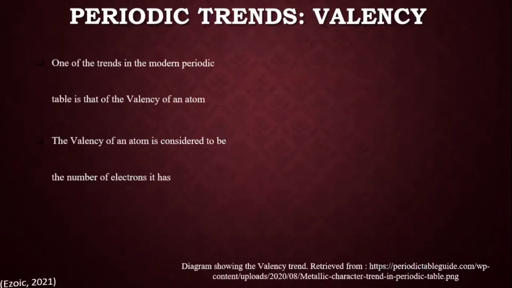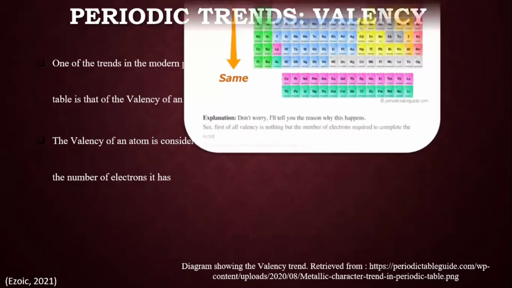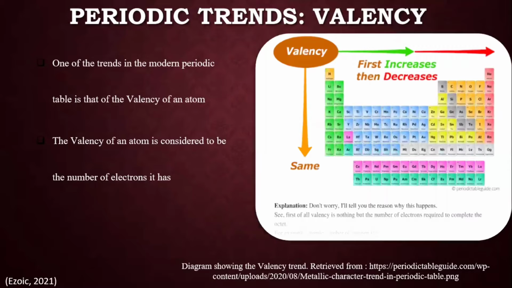So one of the trends mentioned is the valency of an atom. As you already know, the valency of an atom is the number of electrons it has in its outermost shell. However, one can determine the valency of an atom simply from its position in the periodic table. The diagram shows that as we move across the period from left to right, the valency of the element first increases and then decreases. While moving down the group from top to bottom, the valency of elements remains the same.